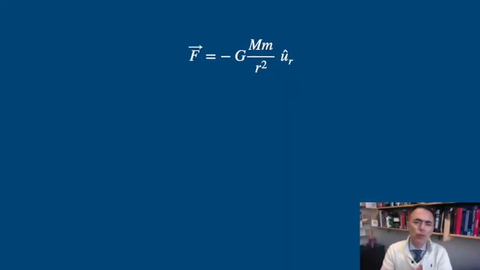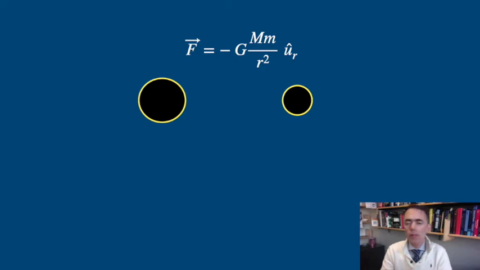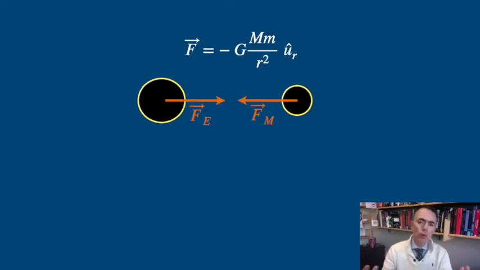First thing we need to notice is that this force, just like any other force, follows Newton's laws. In particular, it follows Newton's third law. This means that the force that the Earth exerts on the Moon is the same as the force exerted by the Moon on the Earth, but in opposite direction.